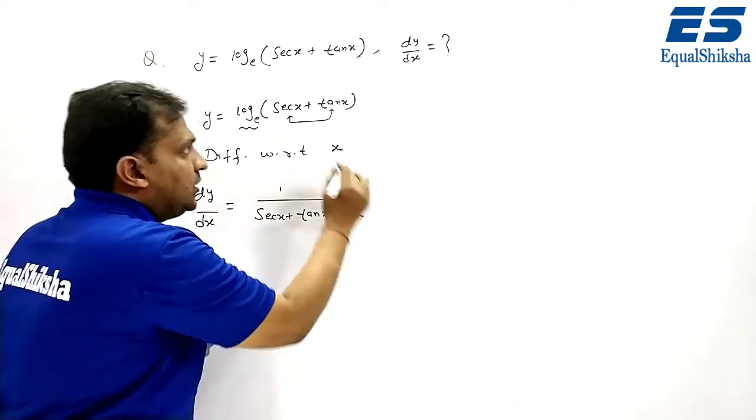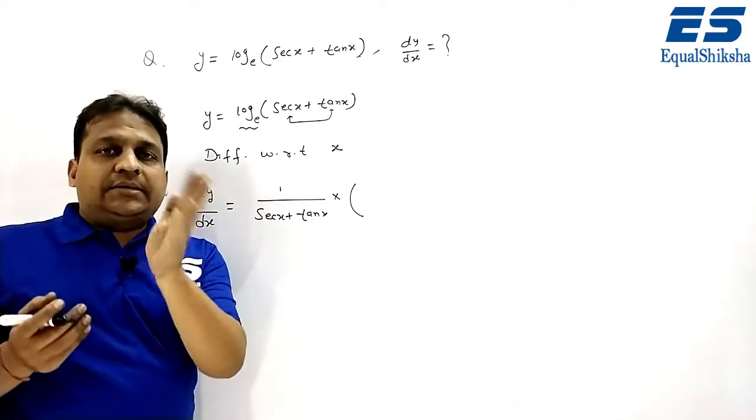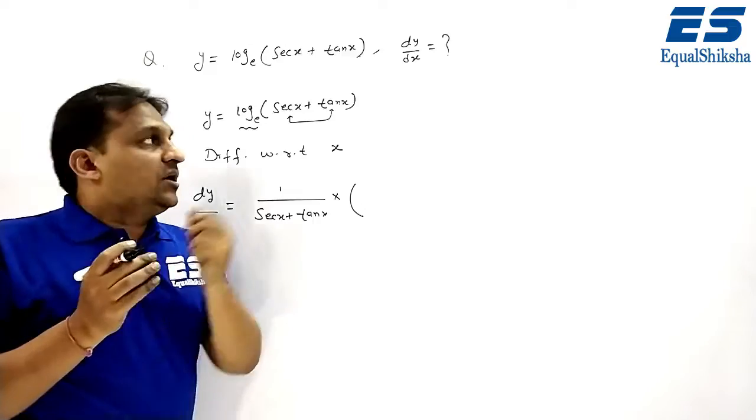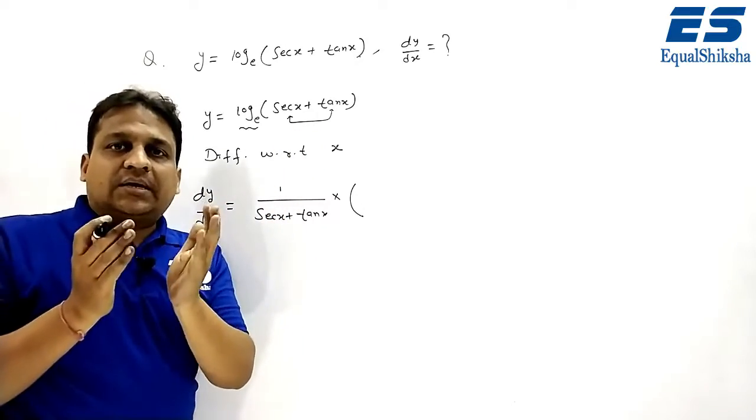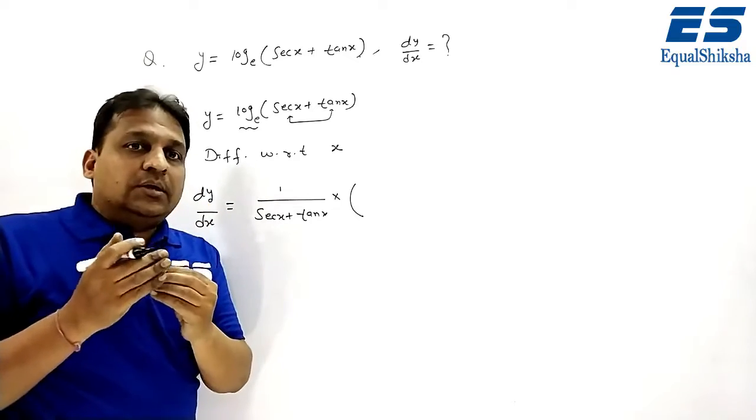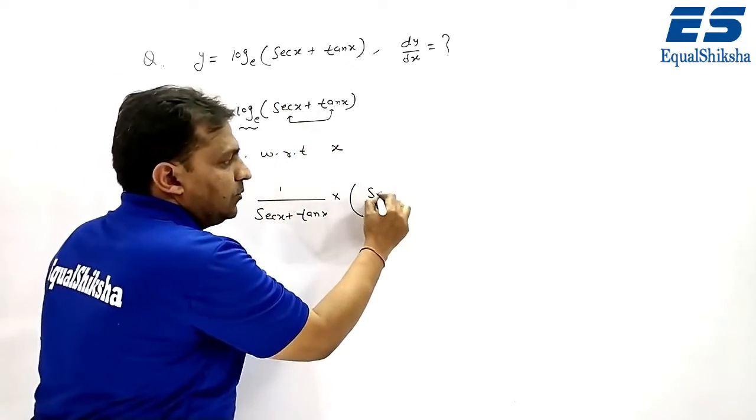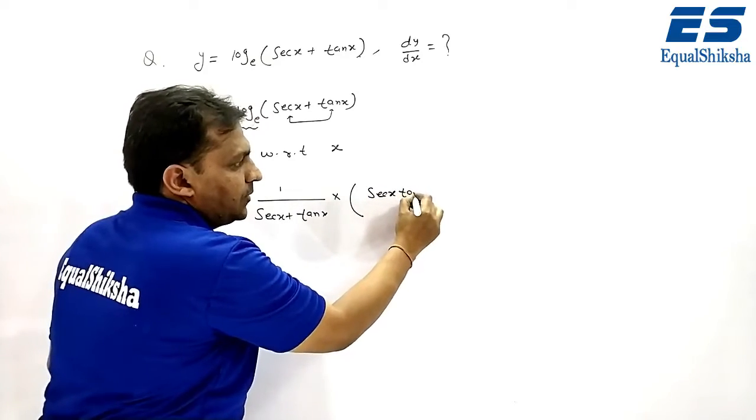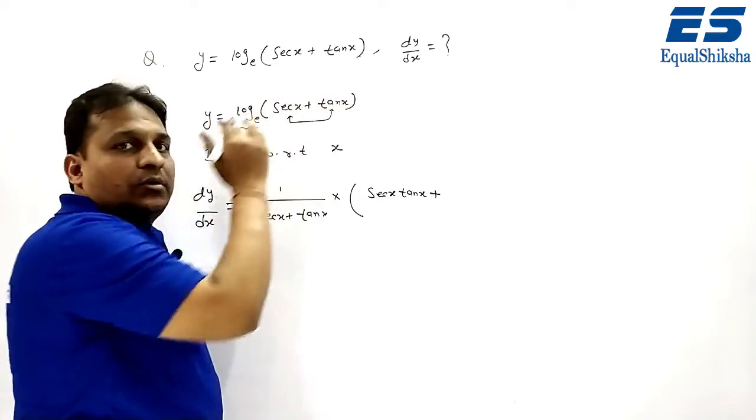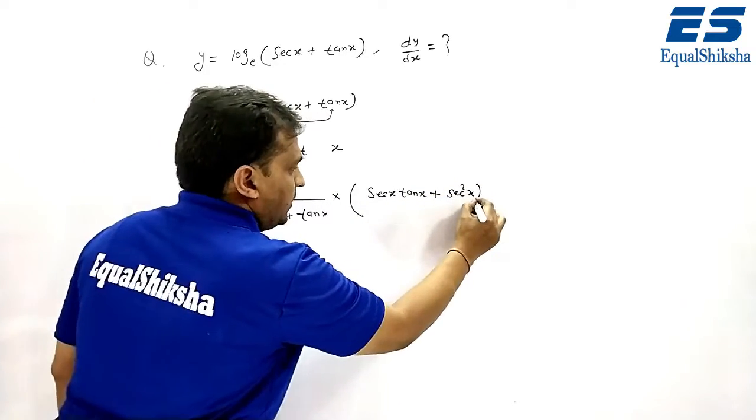Now we will do differentiation of the second function, and the second function is sec x plus tan x. So this function is in composite form, sec x plus tan x. So the differentiation of sec x plus tan x will be done as separate functions. For sec x there will be sec x tan x, and for the differentiation of tan x there will be sec square x.